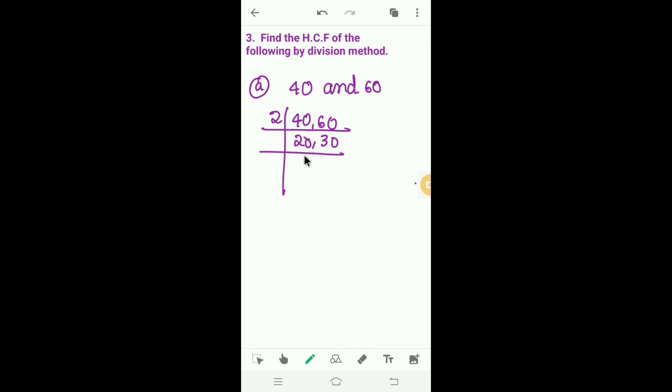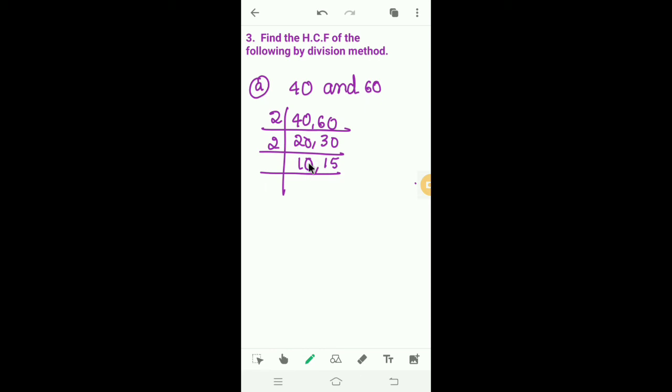Next we have to divide by the smallest common factor of the given numbers and write the quotients below their respective numbers. Here 20 is divisible by 2. Yes. 30 is divisible by 2. Yes. So 2 is the smallest common factor of 20 and 30. 2 10s are 20. 2 15s are 30.